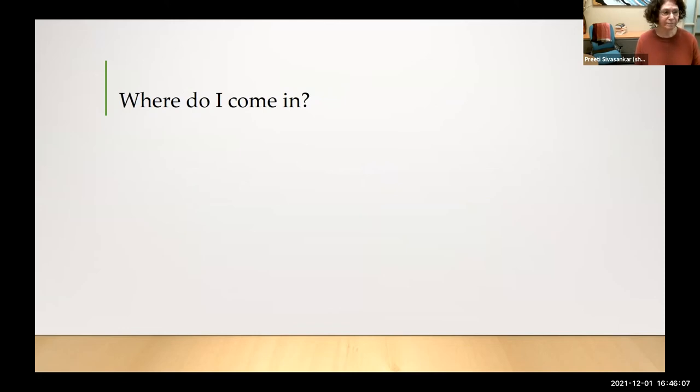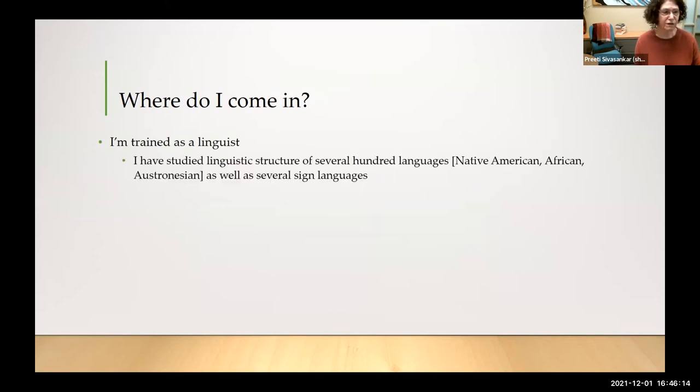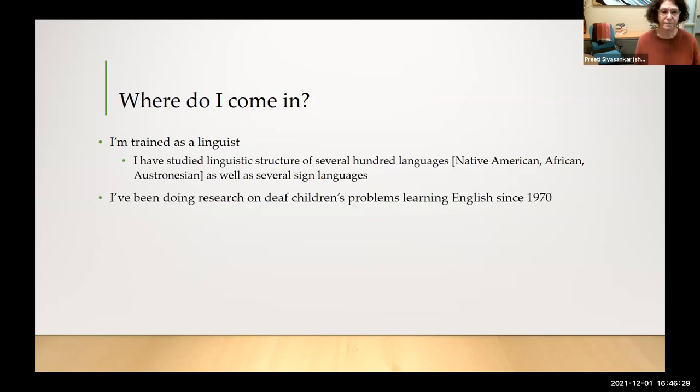And so where do I come in? Okay, I'm trained as a linguist and I've studied linguistic structure of several hundred languages, including, and these are not sign languages, Native American, African, and Austronesian languages, as well as several sign languages. Or as I have had to say during my career, I know a language when I see one. Been doing research on deaf children's problems learning English since 1970. I'll do the arithmetic for you. That's 51 years.